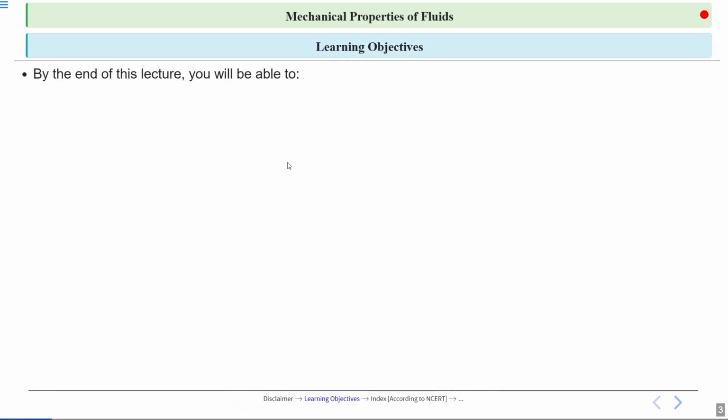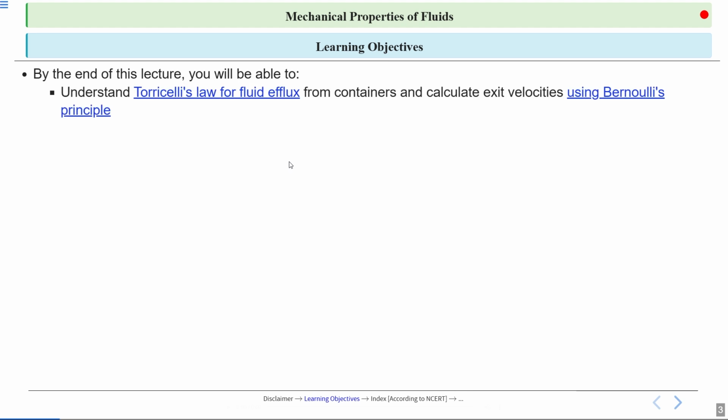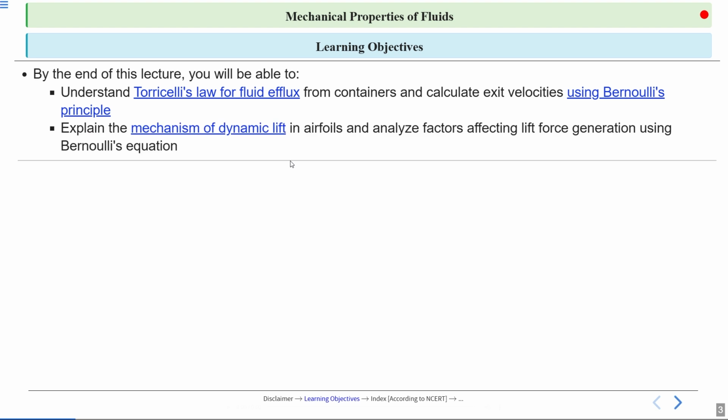Learning objectives. By the end of this lecture you will be able to understand Torricelli's law for fluid efflux from containers and calculate exit velocity using Bernoulli's principle. Explain the mechanism of dynamic lift in airfoils and analyze factors affecting lift force generation using Bernoulli's equation.